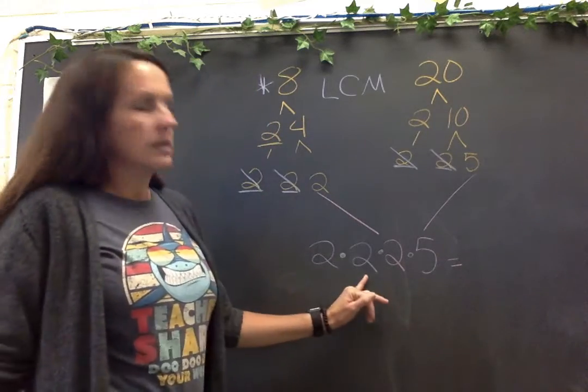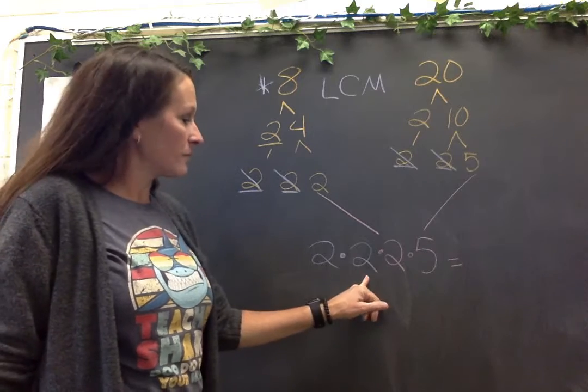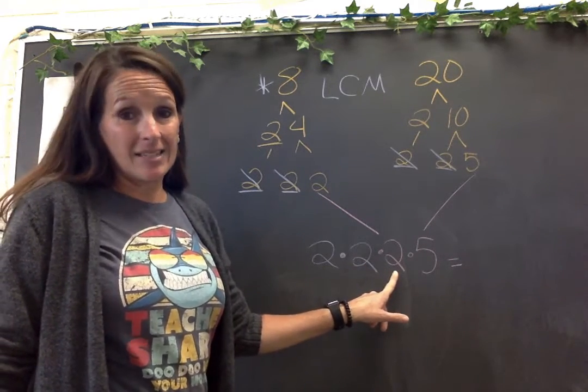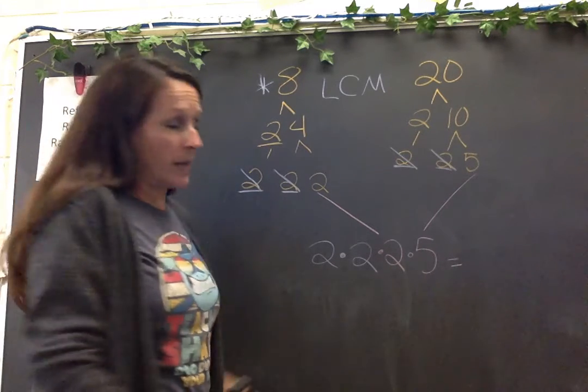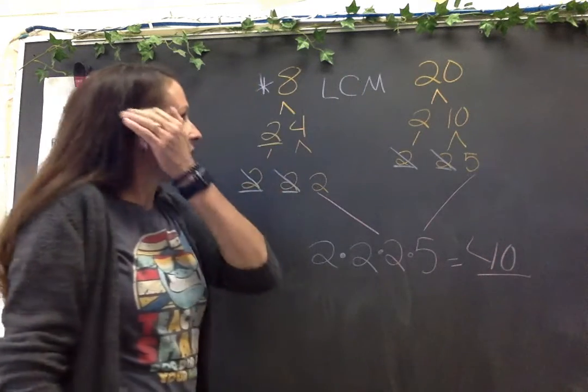So 2 times 2 is 4, and you can use a calculator on this part if you need to. 4 times 2 is 8. 8 times 5 is 40. So that means my least common multiple is 40.